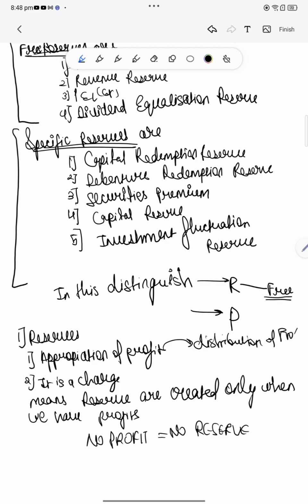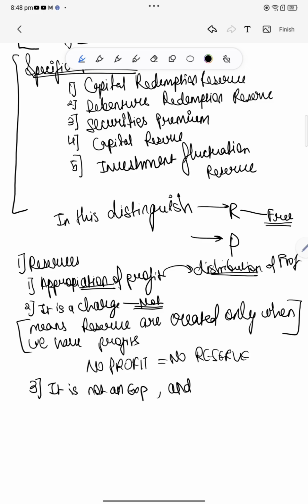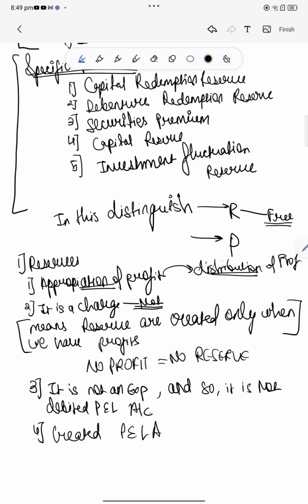Okay, it is distribution of profit. It is not a charge. In fact, it is appropriation of profit, which is distribution of profit. Reserves is created only when we have profits and not before that. So that means it is not an expense. And since it is not an expense, it is not debited to P&L account. It is actually created using P&L appropriation account, which is P&L profit distribution account.